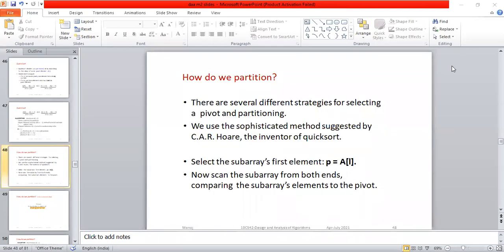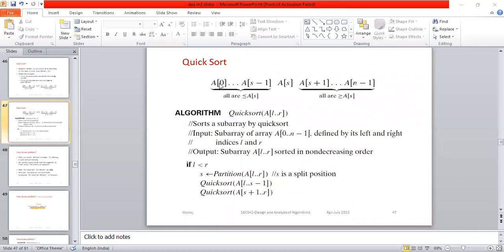Okay. So how do we partition? There are several different strategies for selecting pivot and partitioning. We use Hoare algorithm. So what does the Hoare algorithm tell? Select the sub-array's first element, that is A of L. What is the L value? L value is 0. So pivot element is A of L.